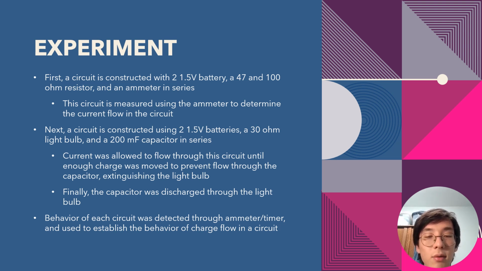Next, a circuit is constructed using two 1.5 volt batteries, a 30 ohm light bulb, and a 200 millifarad capacitor all in series. The current was allowed to flow through this circuit until enough charge was moved to prevent flow through the capacitor, extinguishing the light bulb. Finally, the capacitor was discharged through the light bulb in a separate circuit. Behavior of each circuit was detected through an ammeter or through a timer in the latter two and used to establish the behavior of charge flow.